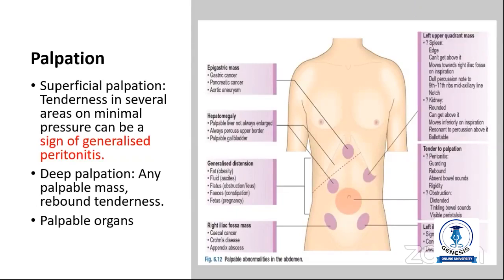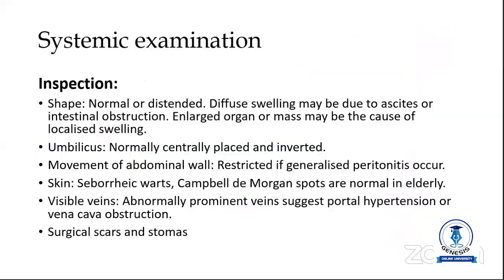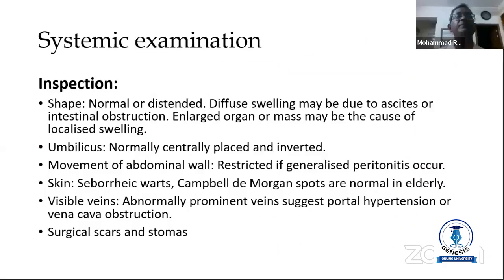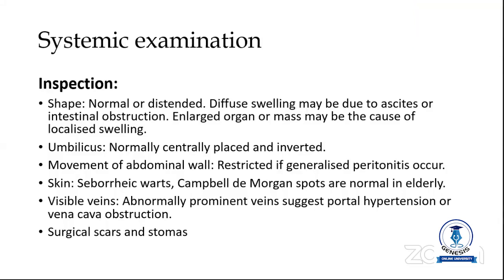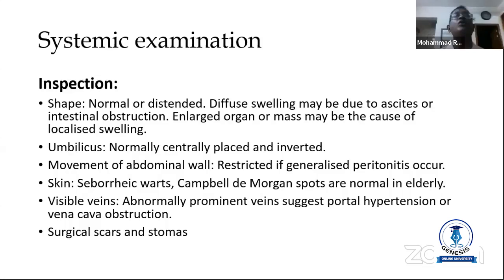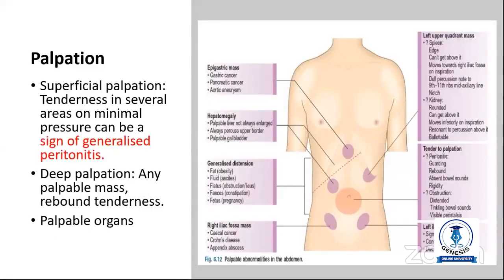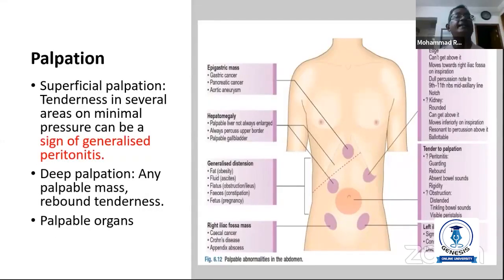Campbell de Morgan is the red rose spot. The multiple red spots are nodular lesions in the chest and abdomen. You will find them invariably in many patients in your ward. It is a normal variant, with no pathological implication. Now, superficial palpation and deep palpation.